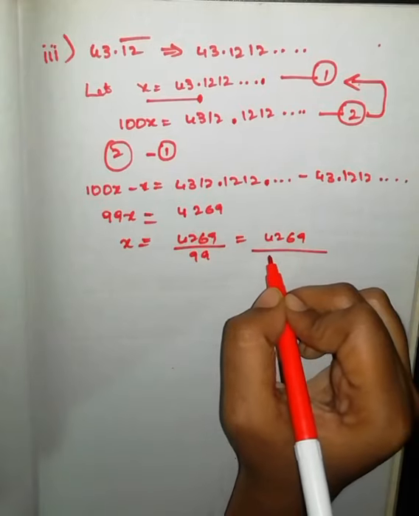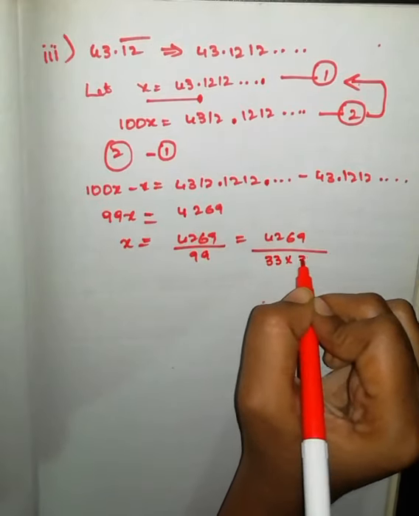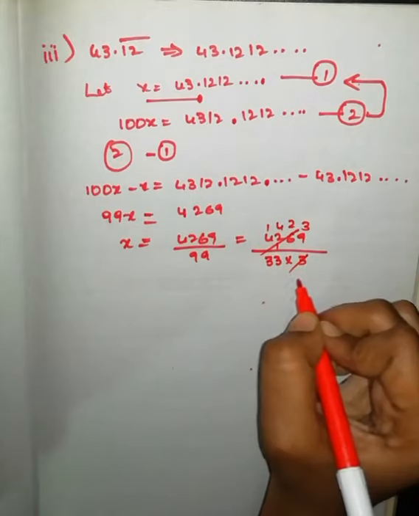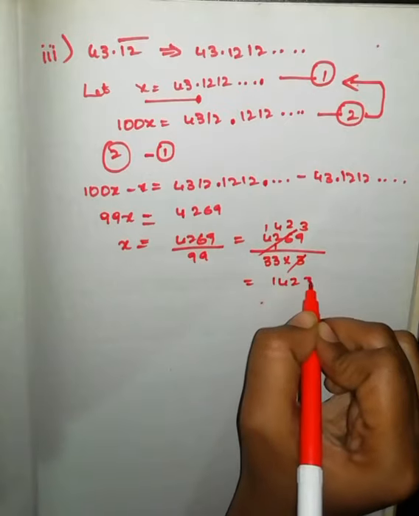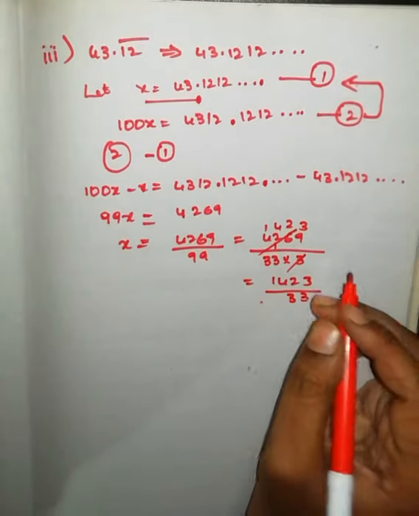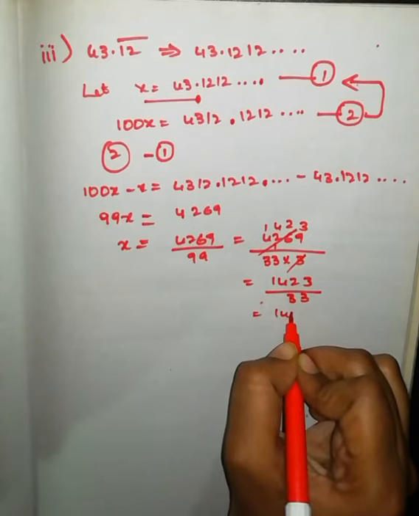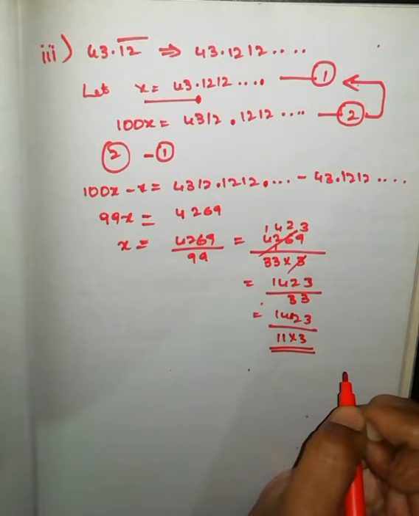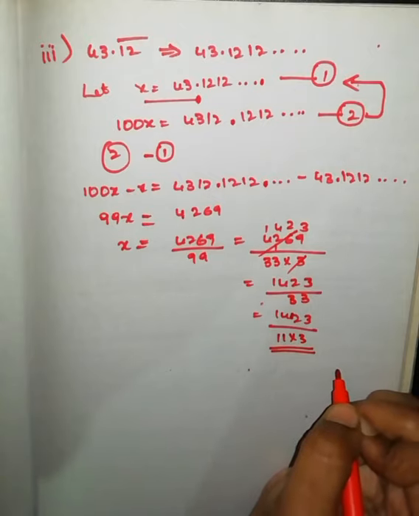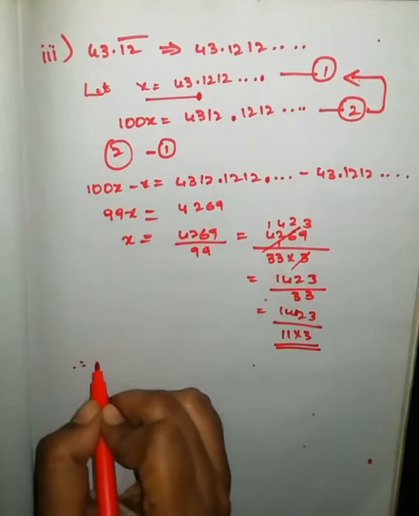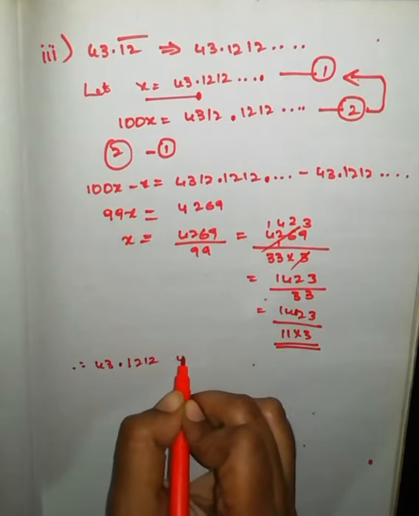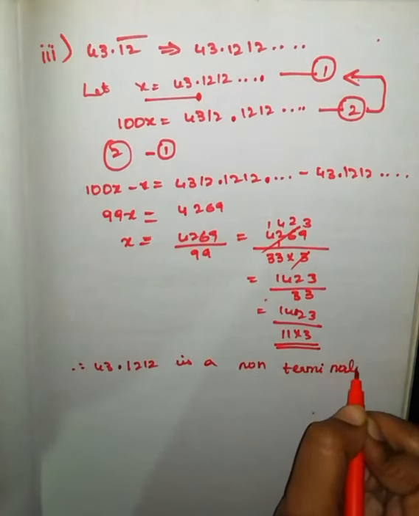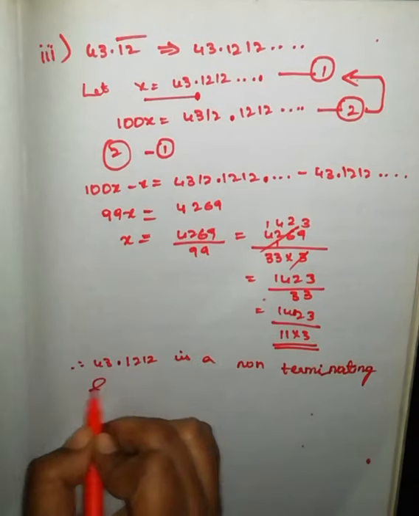Now x is equal to 4269 divided by 99, which is 4269 divided by 33 into 3. This will become just 1423 divided by 33. It can be written as 1423 divided by 11 into 3. Here the denominator is not in the form of 2 power n into 5 power m. Therefore 43.1212 is a non-terminating and recurring decimal.